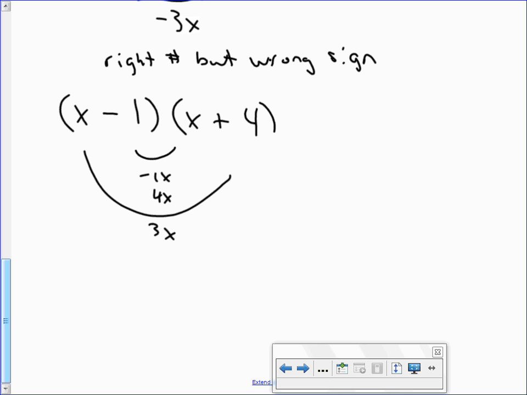Does everybody see? So when you make a guess and you get the right number but the wrong sign, then write your same guess down and change the signs. Do not change the numbers, change the signs. Changing the numbers sometimes works. Changing the signs always works. Okay?